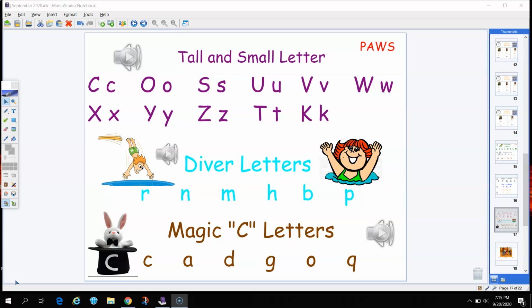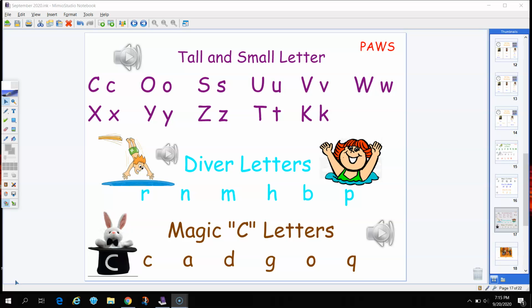Now, what is unique about all of these letters is that the capital letter and the lowercase letter are either exactly the same or almost the same. They're very, very similar. The difference is the capital letter is tall, tall, tall, and the lowercase letter is small, small, small. It's about half the size. So when you're writing these letters, make sure your capital letter is big and your lowercase letter is about half the size.